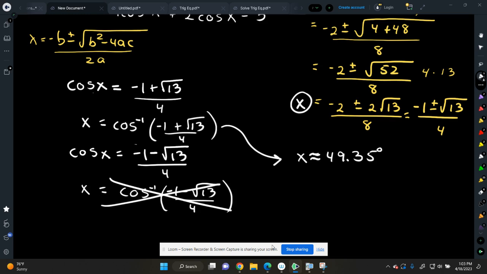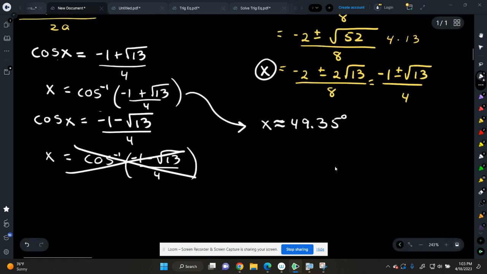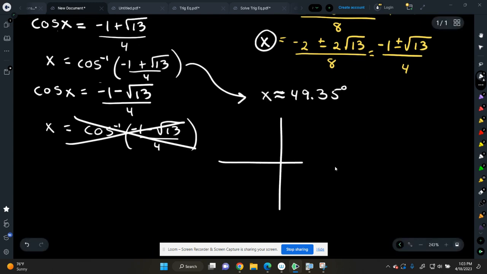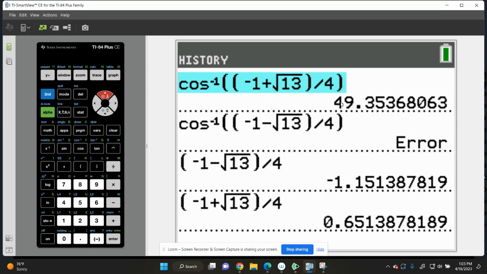Okay. So there's my value. So is that my answer? No. Because that's only possibly one answer. Because when I did inverse cosine of negative 1 plus the square root of 13 over 4, I got 49.35.